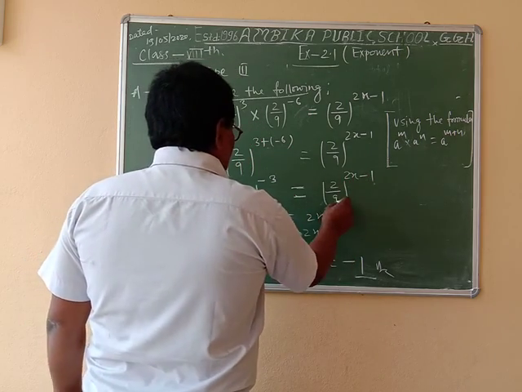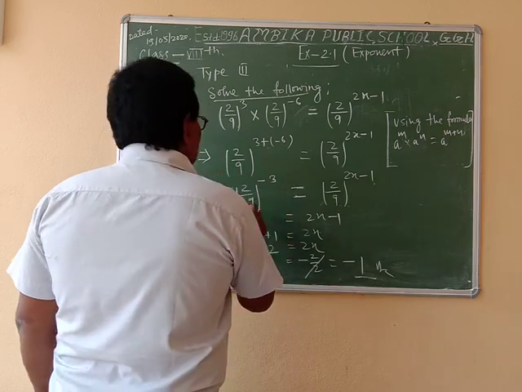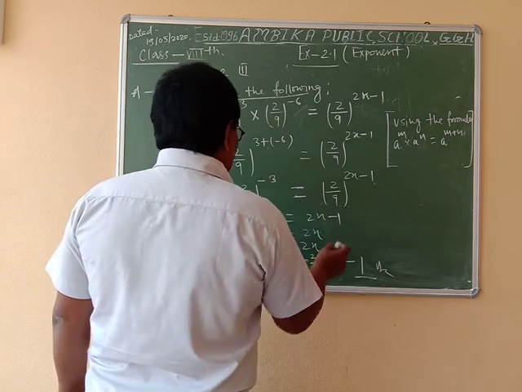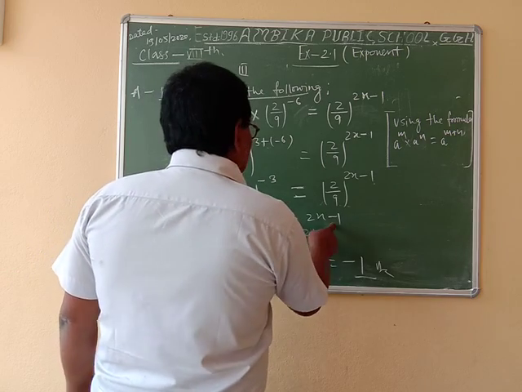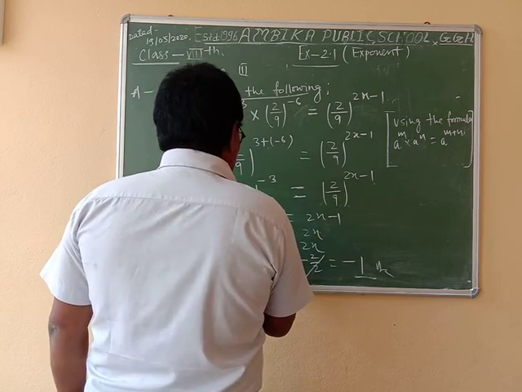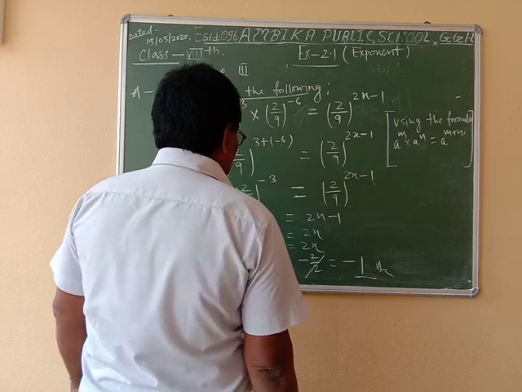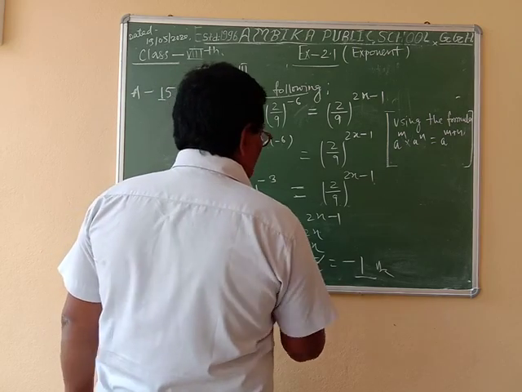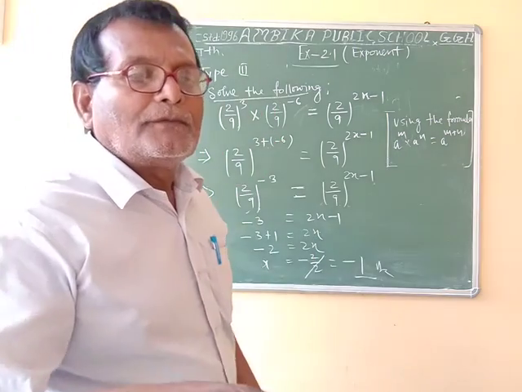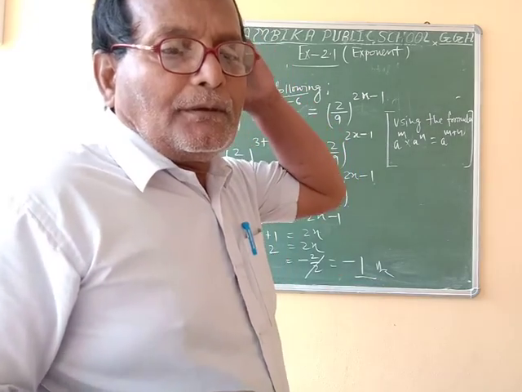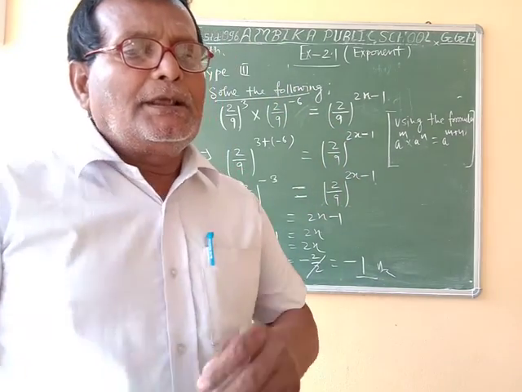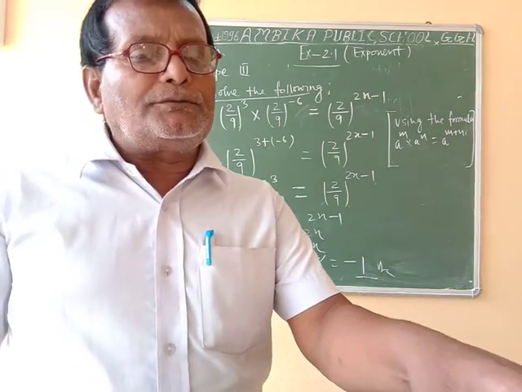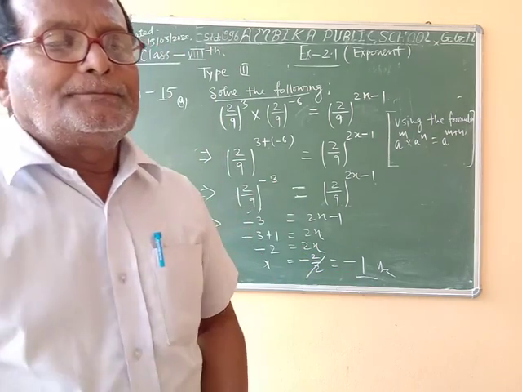Here both bases are the same, so minus 3 is equal to 2x minus 1. By transposition, minus 3 plus 1 is equal to 2x. Minus 2 is equal to 2x. Therefore x is equal to minus 2 by 2, which is minus 1. And you can do it easily according to the rules.